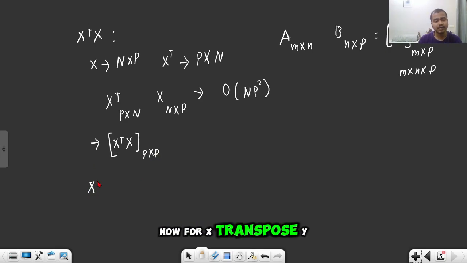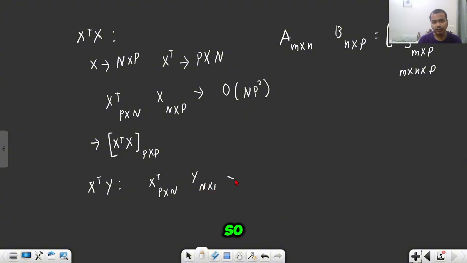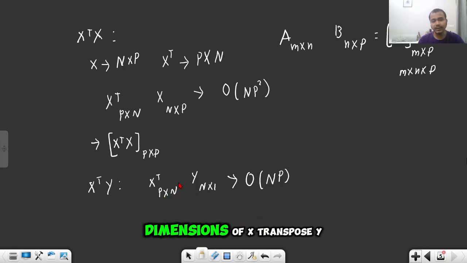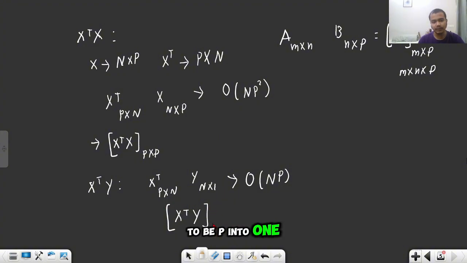Now for X transpose Y, we know that X transpose is of order p cross n and Y is of order n cross 1. So this will take a time complexity of p into n into 1, which is just np. And the dimensions of X transpose Y are p into 1.